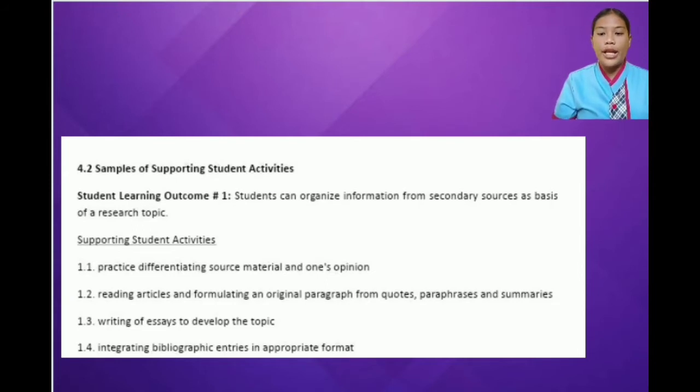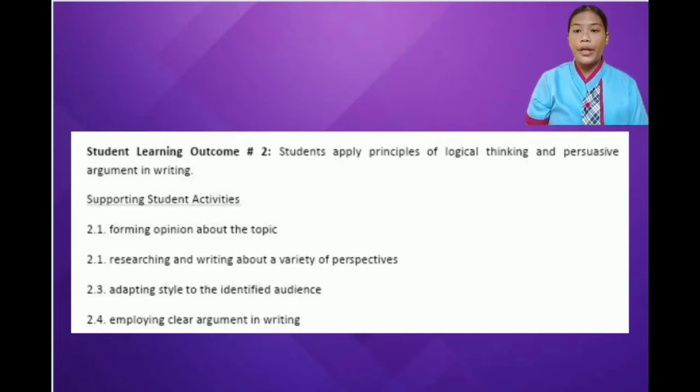And last, integrating bibliographic entries in appropriate format. Student learning outcome number 2. Students apply principles of logical thinking and persuasive argument in writing.